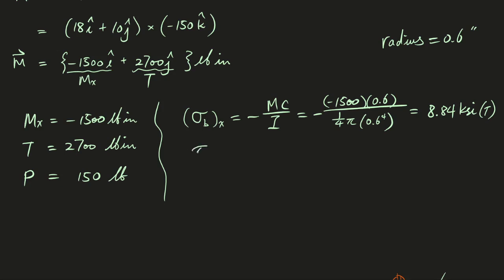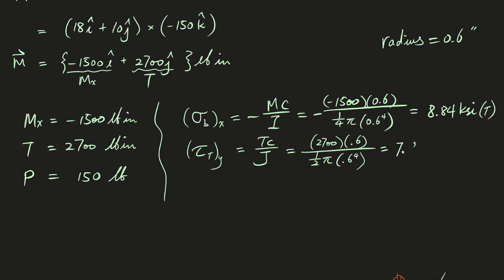Now we look at the shear due to torque, which is in the y direction. That's Tc over J, which is 2,700 times 0.6, now it's half pi radius to the fourth. That's roughly 7,958 psi, which I'm going to write as 7.96 ksi. This one doesn't really have a tensile or compressive direction. We'll leave it like that for now.